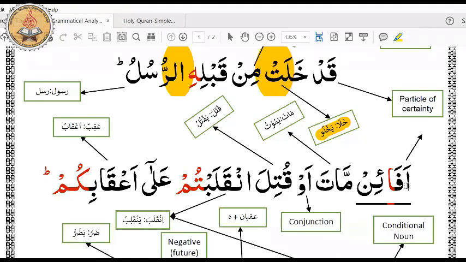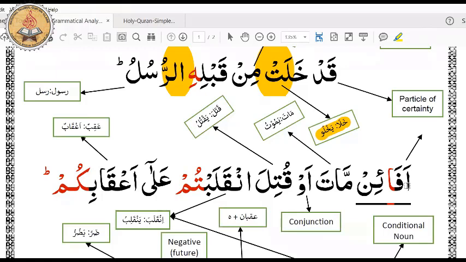There are two particles for asking a question: alif with the fatha, or hal, as in hal ata ala al-insani hinun min ad-dahri, or also you can use that one. For example, huwa muslimun, he is a Muslim. Ahuwa muslimun? Similarly, you can find many examples in Arabic usage.